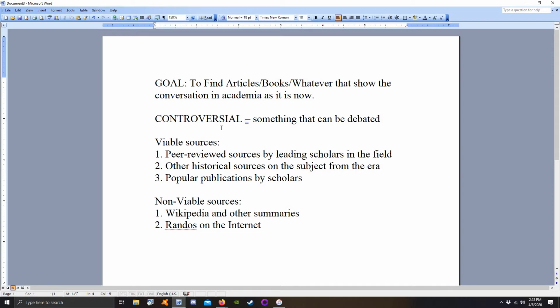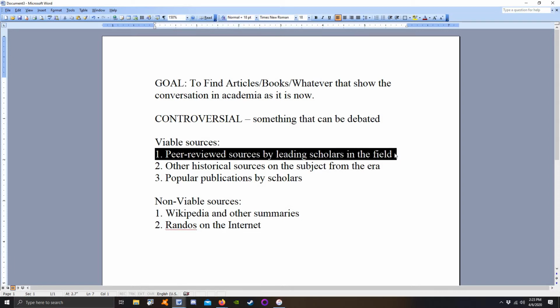So with that in mind, here are the sources that you are looking for, and here are the sources that you are not looking for. Your grade A, perfect source that you definitely want to include in your paper if you can find it is a peer-reviewed source by a leading scholar in the field. This is like a peer-reviewed article in a periodical, or a peer-reviewed book by a major scholar or professor at an institution. This is the gold mine. If you can find capital T, capital B, the book on whatever you're writing about, then you are golden.